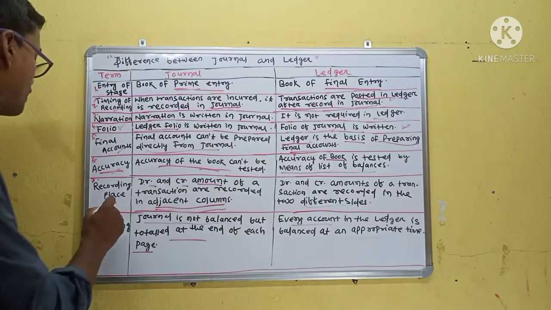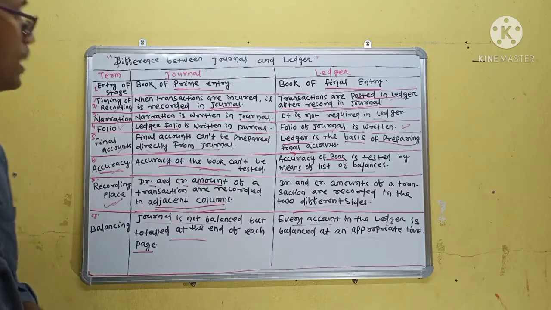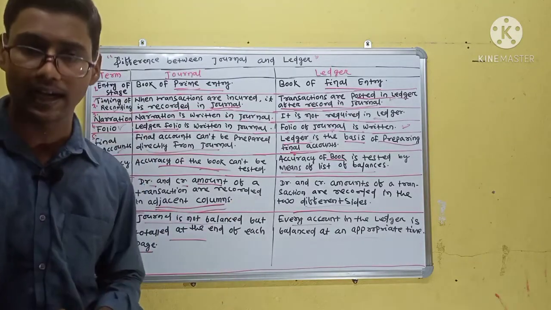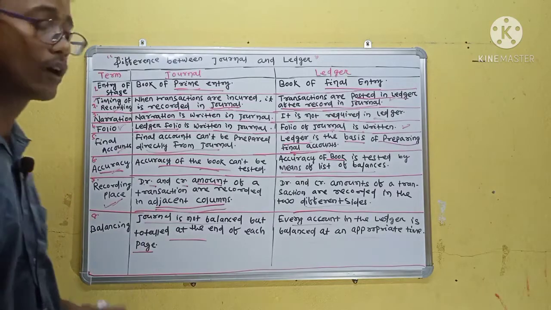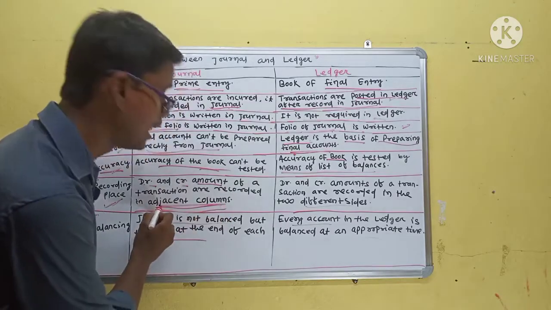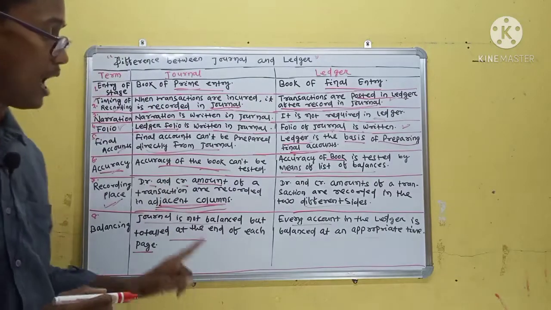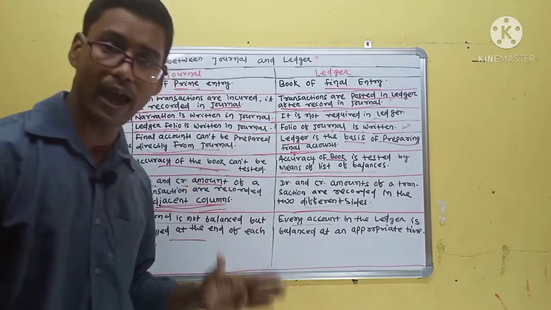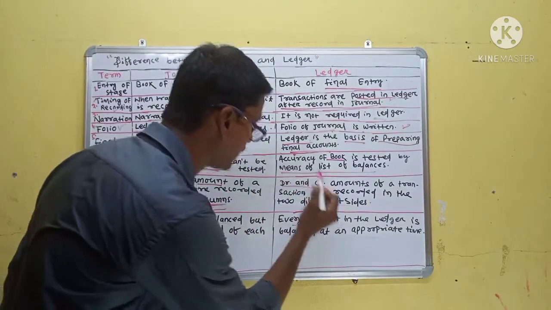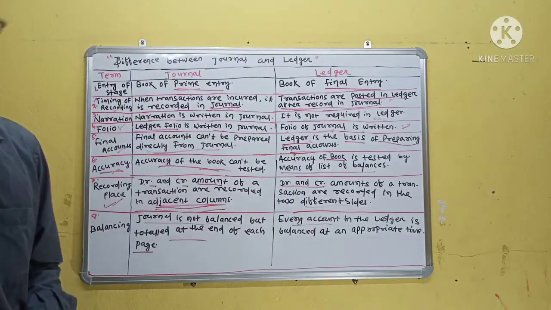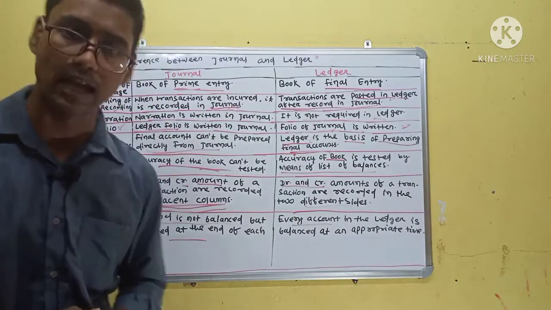And the seventh term is the recording place. In the journal, debit and credit amounts are recorded in adjacent columns, whereas in the ledger, debit and credit amounts are recorded on two different sides.